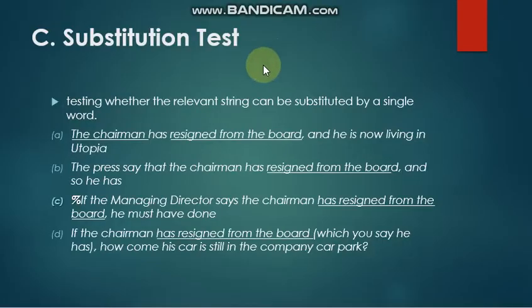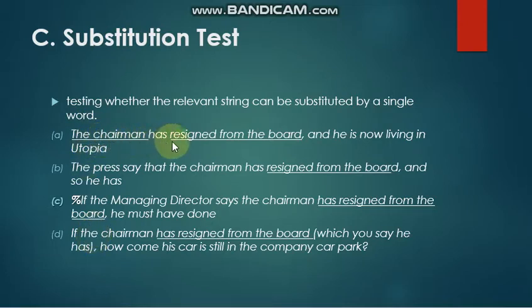Now let's go ahead and talk about the substitution test. This is another testing procedure. So what is it? It's testing whether the relevant string can be substituted by a single word. I'm going to give you four examples here, four sentences.